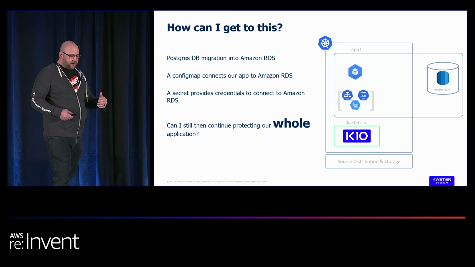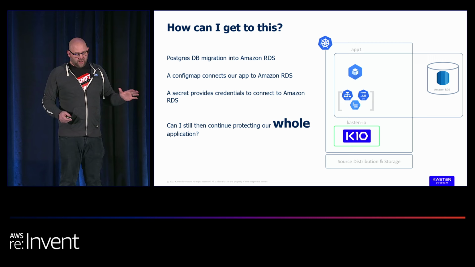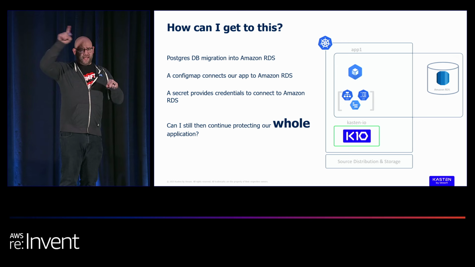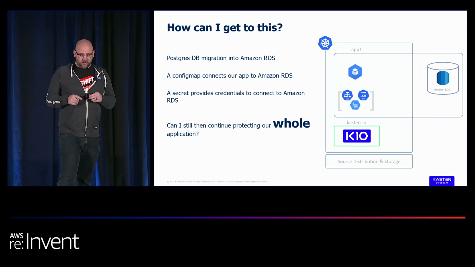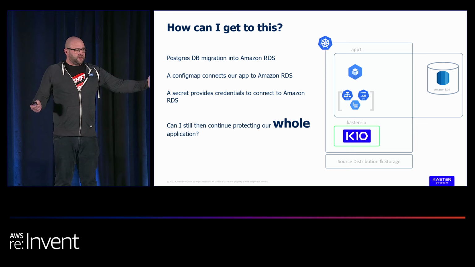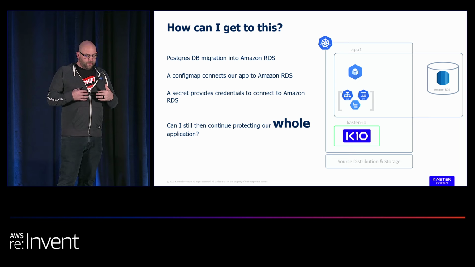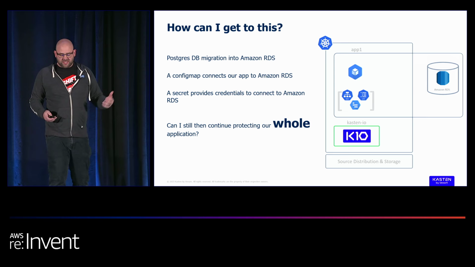Now, last year, if anyone came to the session last year or has knowledge of Kasten, we already have the ability to protect those workloads as part of that. So if your data is already in RDS, we can protect the whole application, including everything in the Kubernetes cluster and the RDS. We have a blueprint that allows us to protect that. It uses a config map, so this is front-end production application. We have a config map that connects to our RDS instance, and we have a secret that provides the credentials into RDS. That's really how our front-end application connects into that database. That's nothing we're doing. But I want to then continue to protect that in the same way I have been for the last however long, whatever that retention looks like.